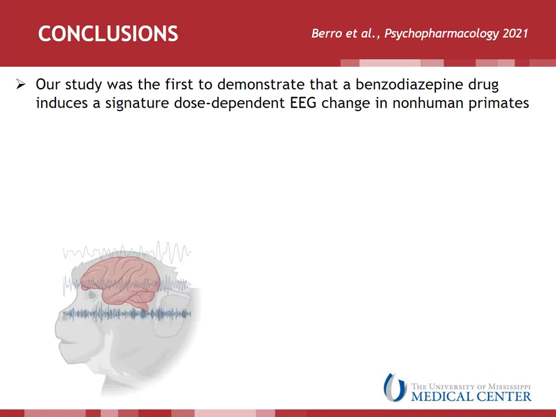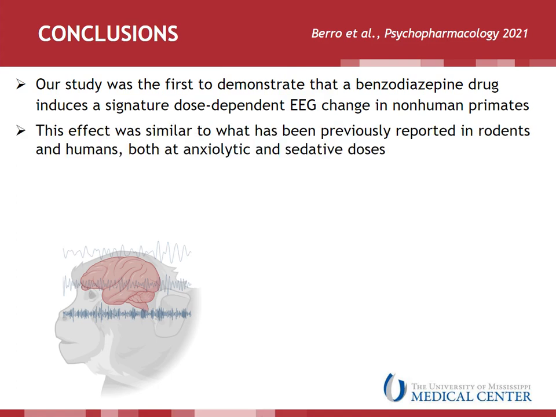So in conclusion, this was the first study to demonstrate that a benzodiazepine drug also induces a signature dose-dependent EEG change in rhesus monkeys, and that this effect was similar to what has been previously reported in rodents and humans, both at anxiolytic or anxiety-reducing doses and as sedative doses.